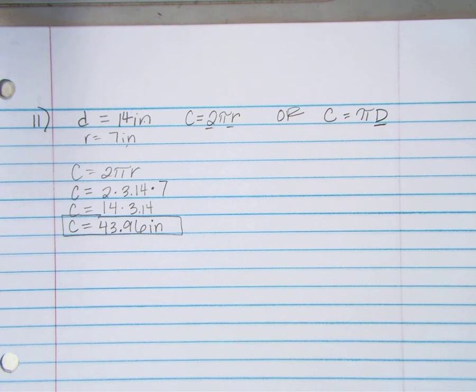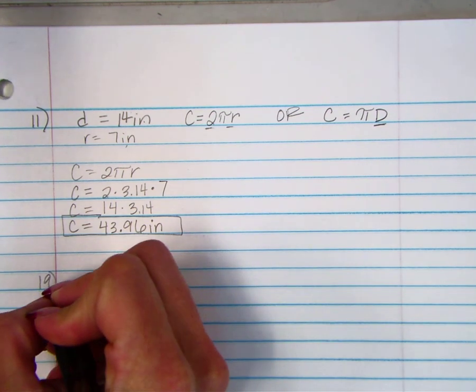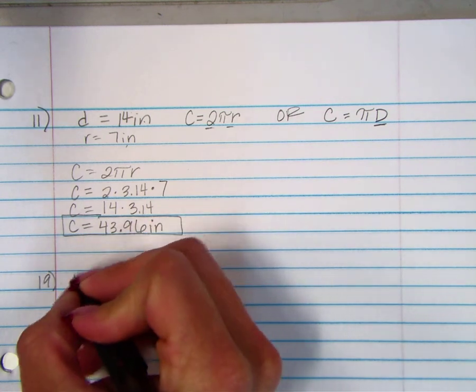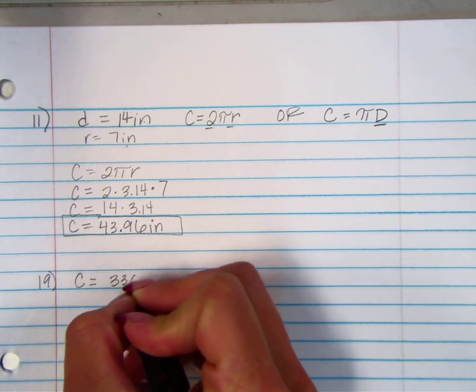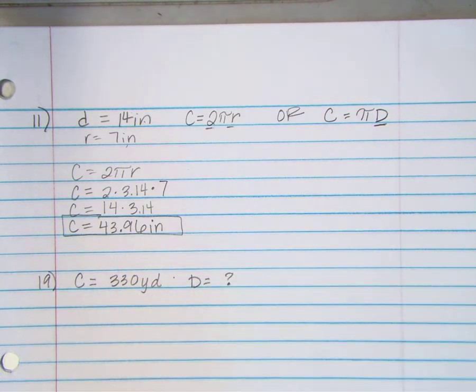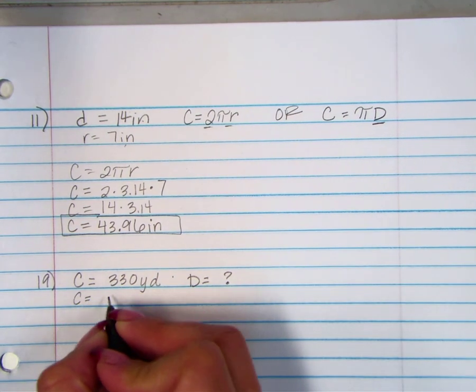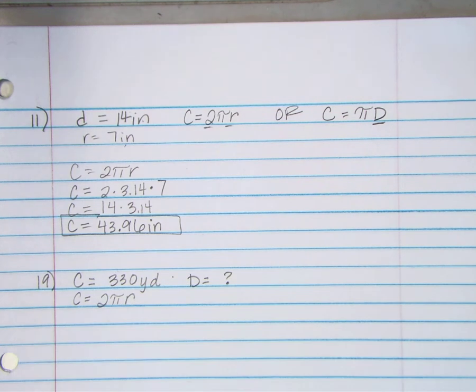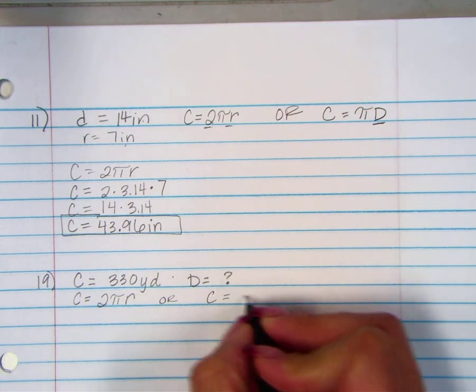All right, our next problem is number 19, and 19 said C equals 330 yards, and D equals question mark. And the direction said find the radius or diameter of the circle with the given circumference. Use 3.14 for pi. So again, what's our formula, Haley, for a circumference of a circle? C equals 2 pi r. Okay? And if you wanted to make this one easier, you would probably use the formula C equals pi d, or d pi, either one.